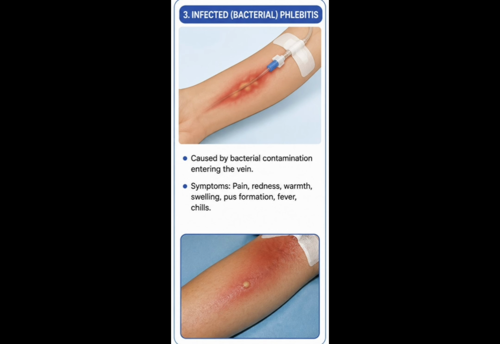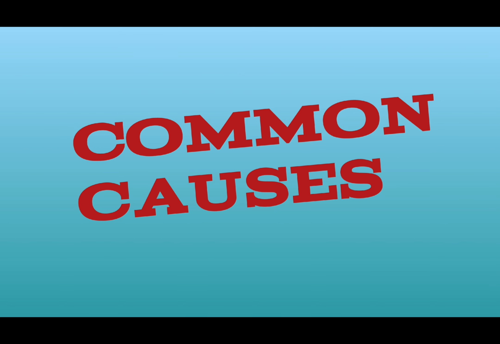3. Infective bacterial phlebitis. Infective or bacterial phlebitis occurs when microorganisms enter the vein. Causes include poor hand hygiene, inadequate skin antisepsis, breaks in aseptic technique, contaminated IV equipment.